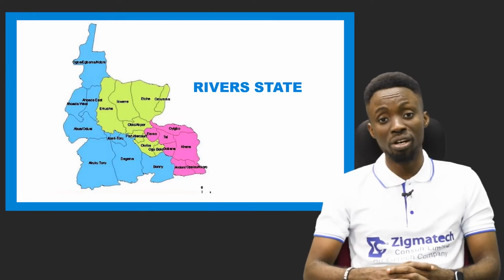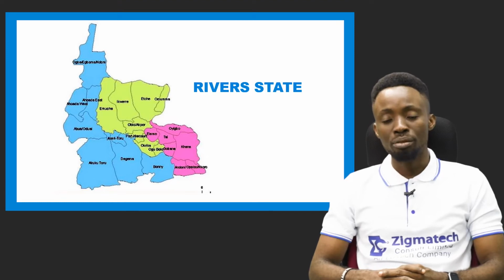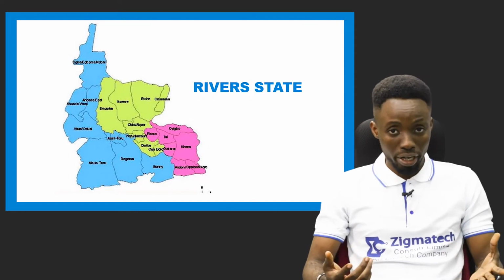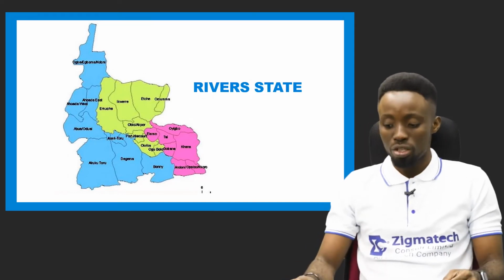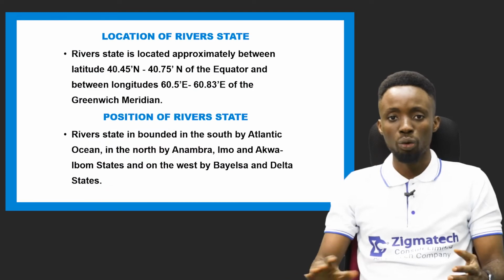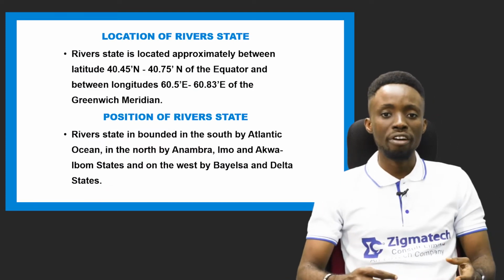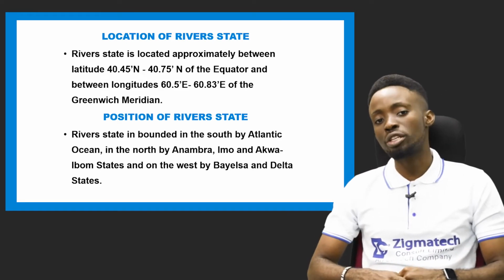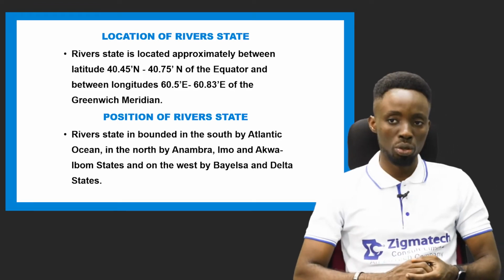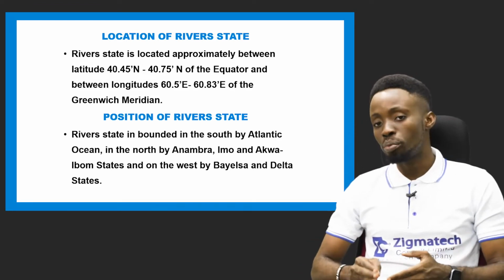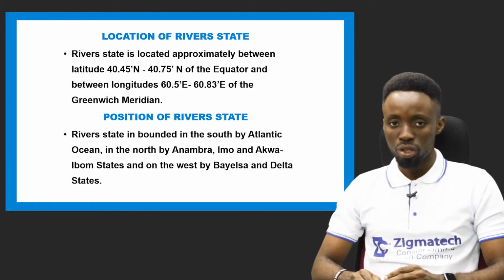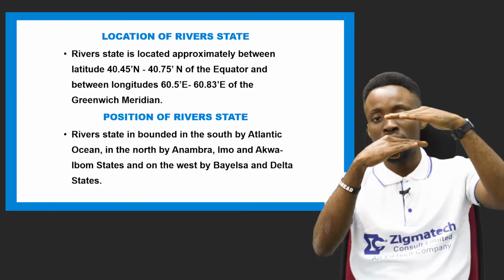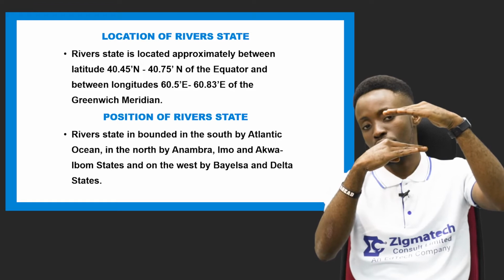Now, Rivers State is actually found in the South-South region, like I said, and it's a state that is rich in oil, be it crude oil or petroleum. So, before we proceed, where can we find Rivers State? Now, Rivers State is actually found between latitude 4.45 degrees north and 4.75 degrees north of the equator.